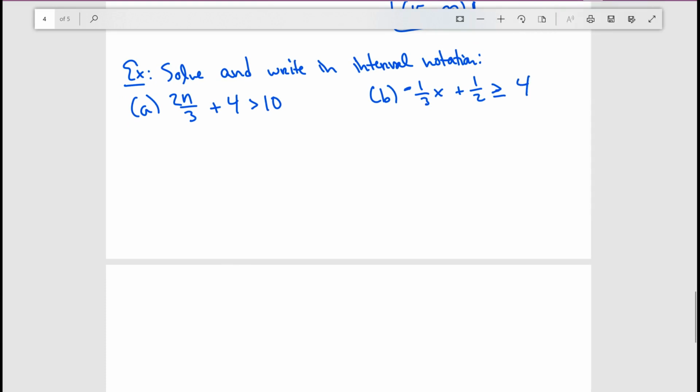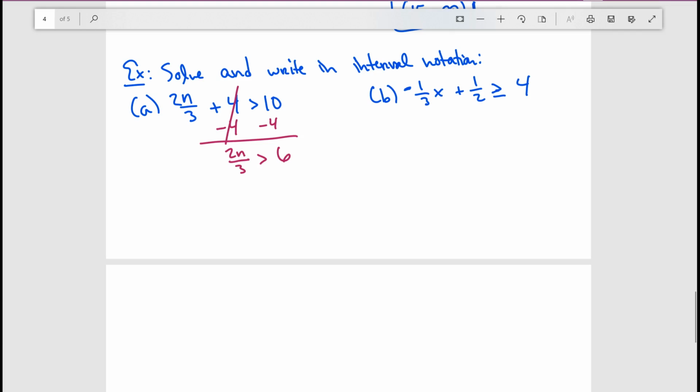So first, here's the first one. The first thing that I'm going to do is solve for n. Let's go ahead and subtract the 4 first from both sides. So you get 2n divided by 3 is less than 6. Notice I didn't flip the sign. I subtracted a 4. I didn't divide or multiply by a negative. I just subtracted a 4.